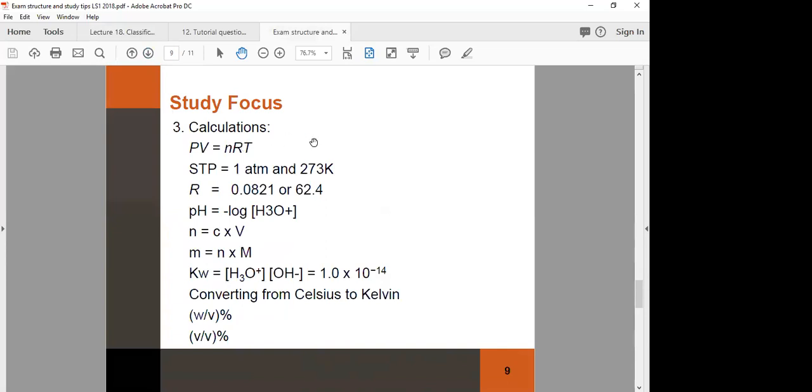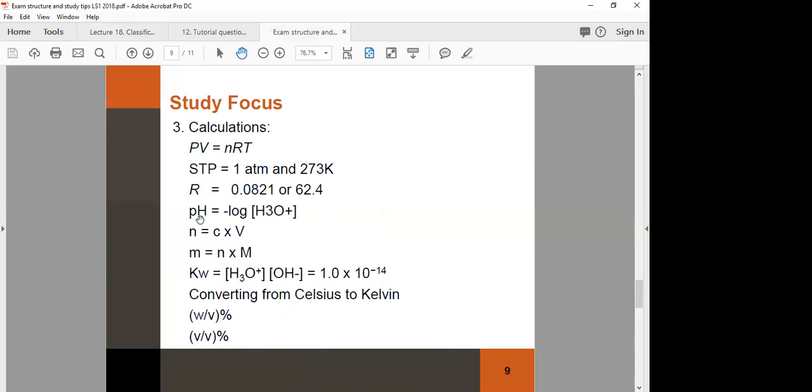All right, here are the calculations that you need to be familiar with. These will all be provided for you on the last page of the exam, but obviously you need to know which ones to use and how to apply them. So PV equals nRT, STP, standard conditions of temperature and pressure, and of course you'll need to know which of these are constants to apply in the PV equals nRT formula.